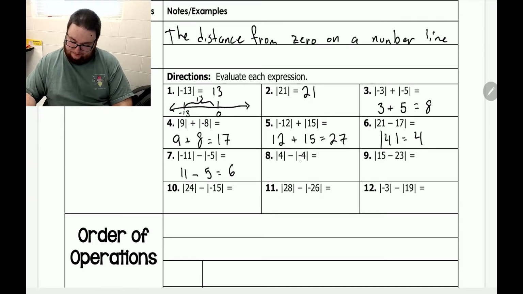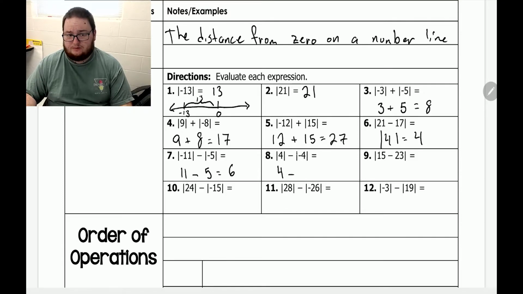Number 8. We have the absolute value of 4 minus the absolute value of negative 4. Well, the absolute value of 4 is 4. Then we're subtracting. And we have the absolute value of negative 4. The absolute value of negative 4 is positive 4. So this problem now changes into 4 minus 4, which is 0.